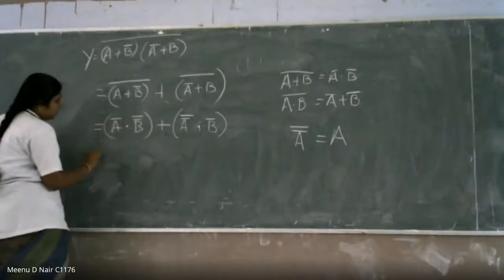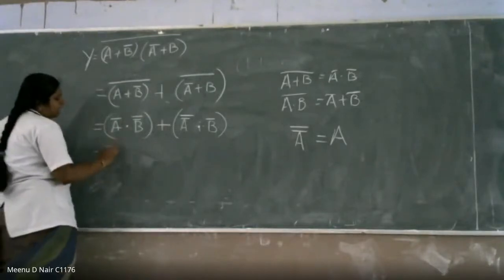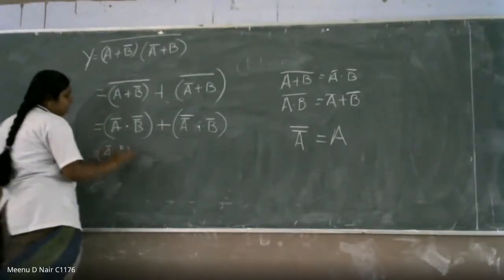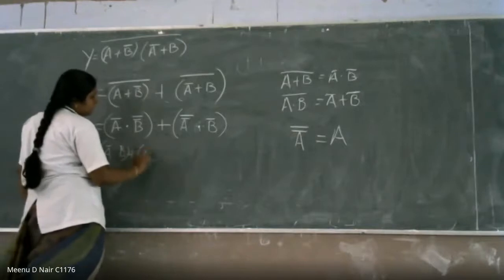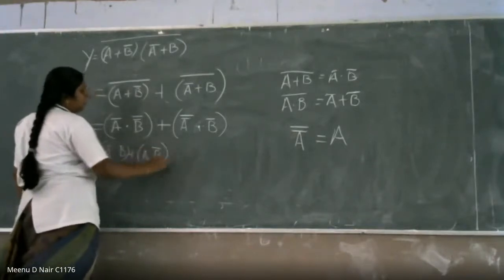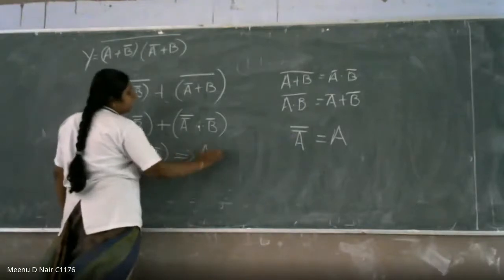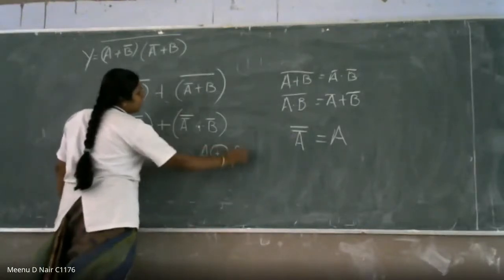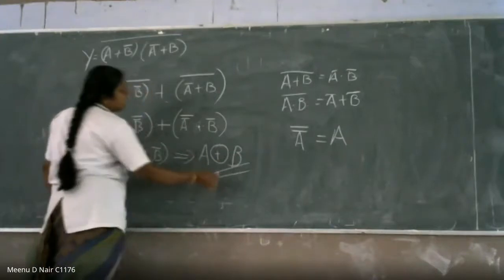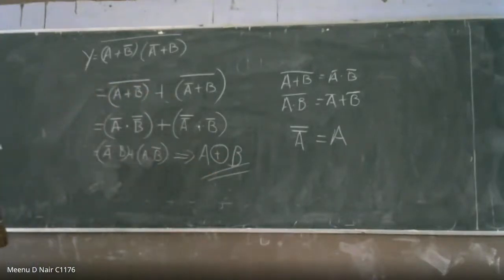So this term will be A bar into B plus A into B bar, right? So this is nothing but A XOR B. The term is A XOR B, right? The term is A XOR B. Is that clear?